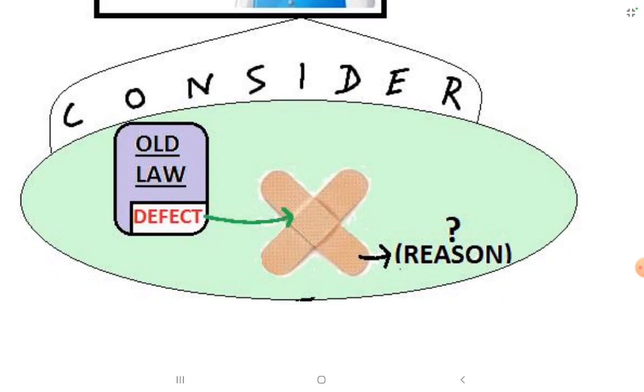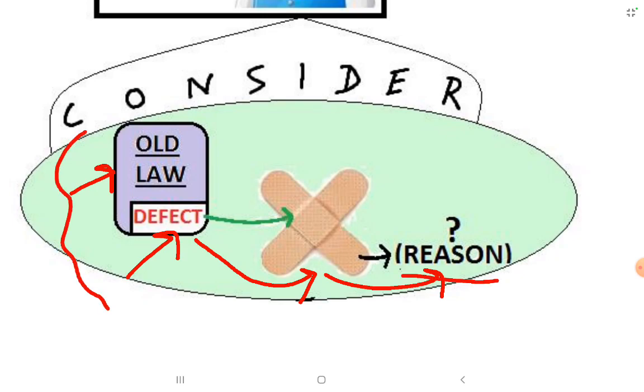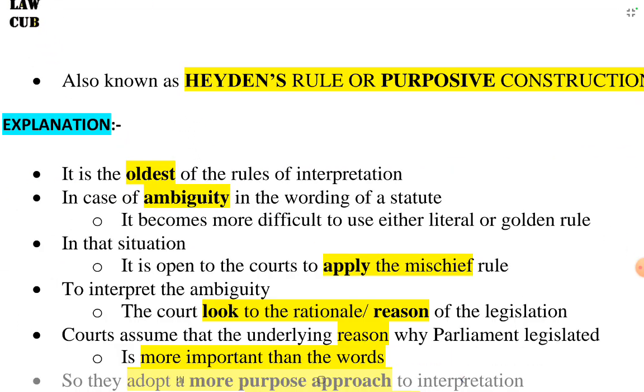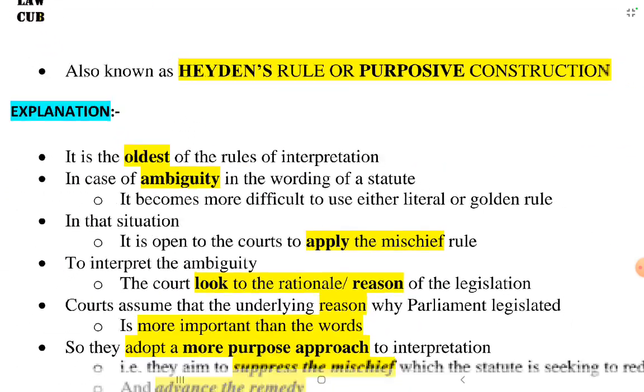While applying the mischief rule, the courts have to consider some points. These are: what was the old law, what was the defect in that law, what was the remedy provided for that defect, and what was the reason for that remedy. These points should be considered while applying the mischief rule. Now let us see the theory portion.